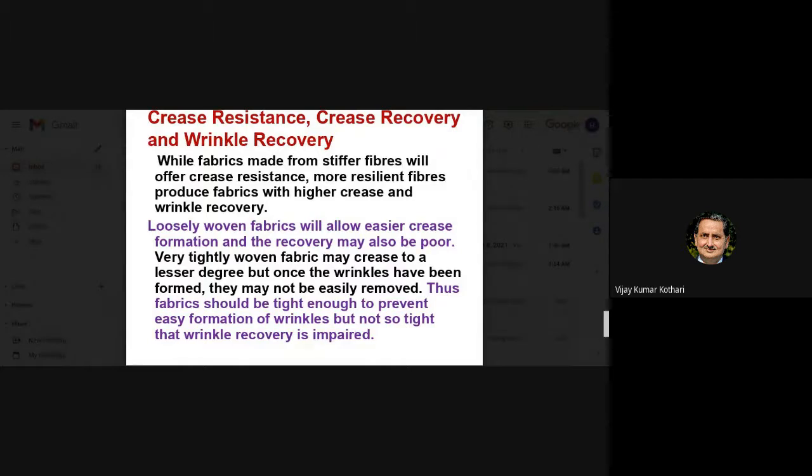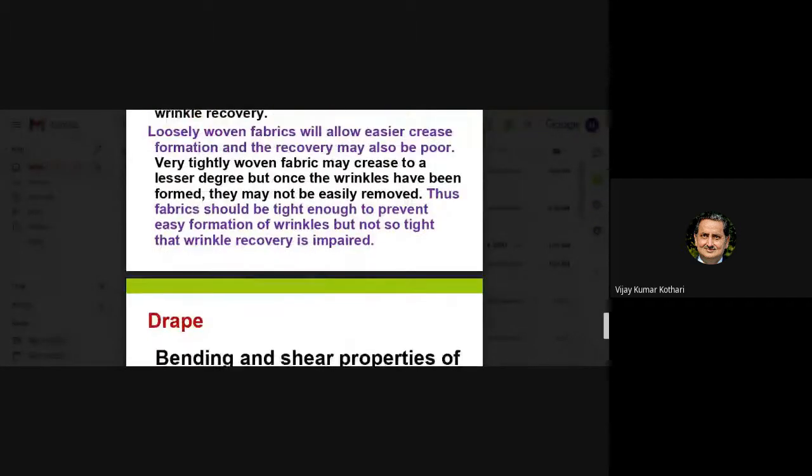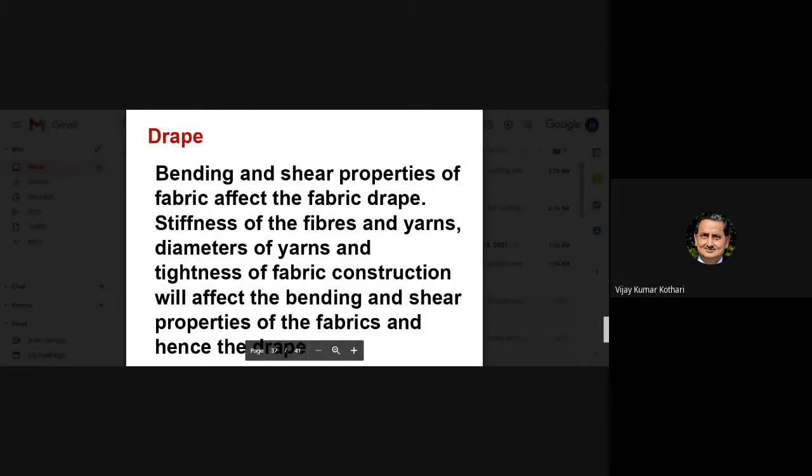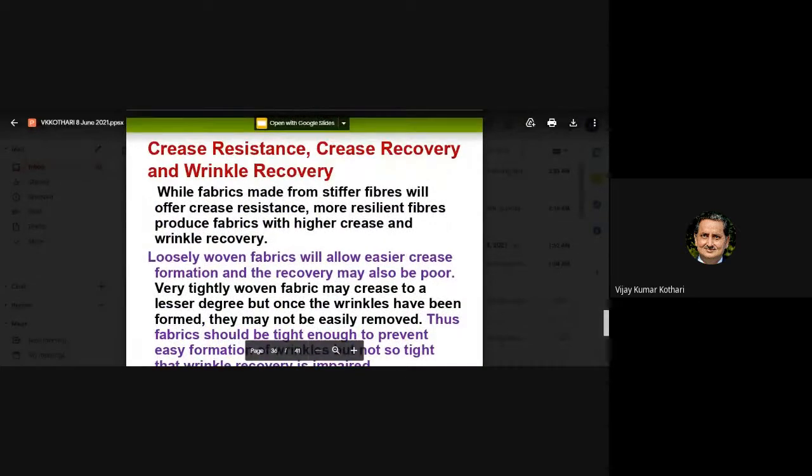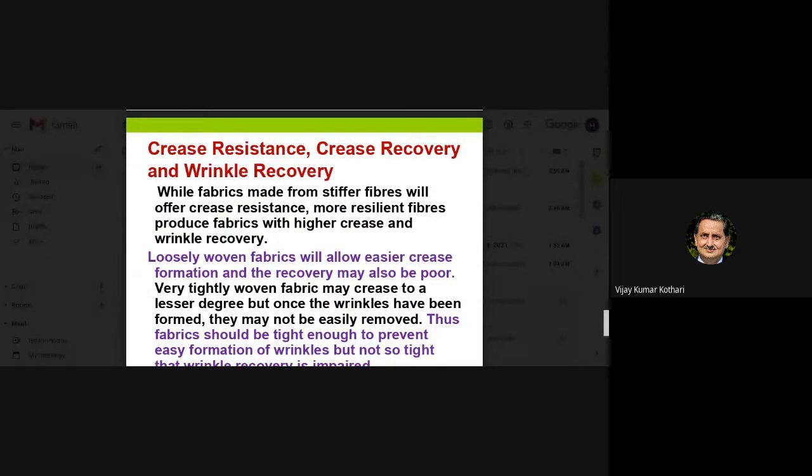Next one is the aesthetic related properties, which we are talking about. Maybe we can go back a slide and look at the crease resistance, crease recovery and wrinkle recovery. The way creases are formed in the fabric when the fabrics are folded together, and the way, once the forces are released, the wrinkles which remain or recover could define the aesthetic characteristics of the fabric considerably.